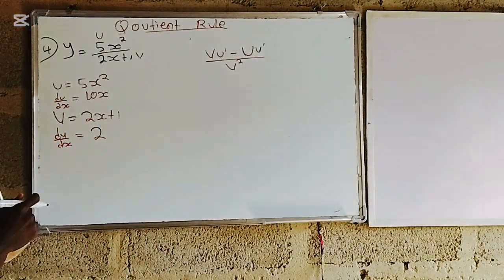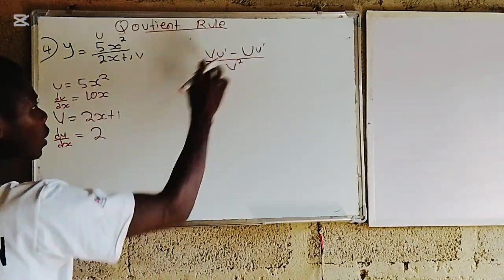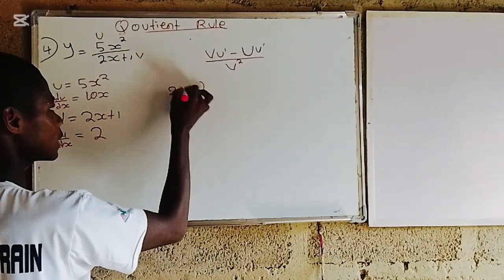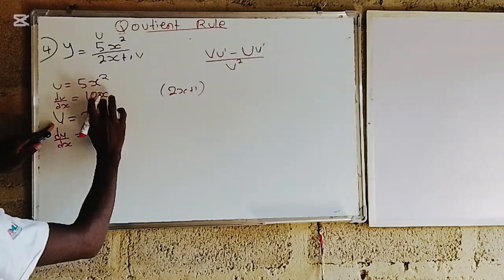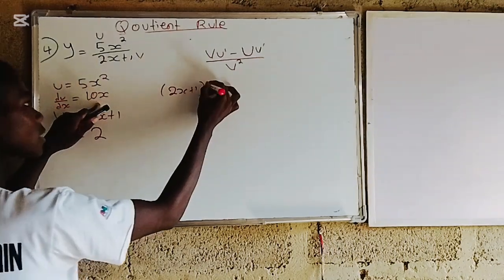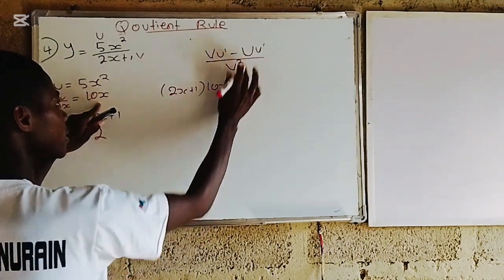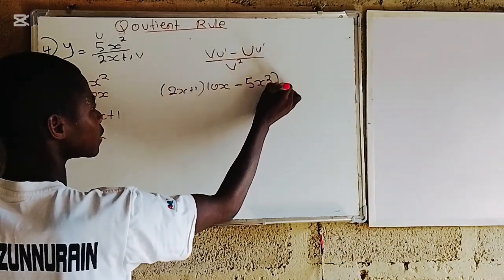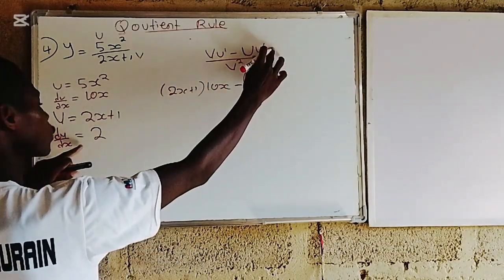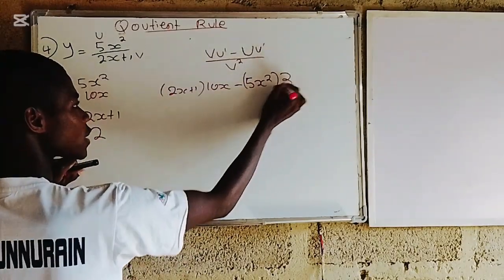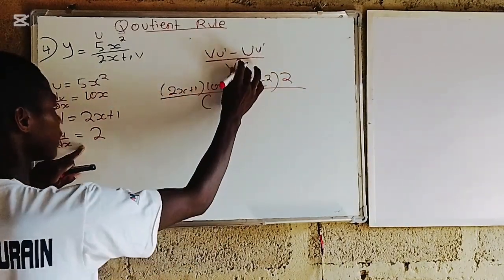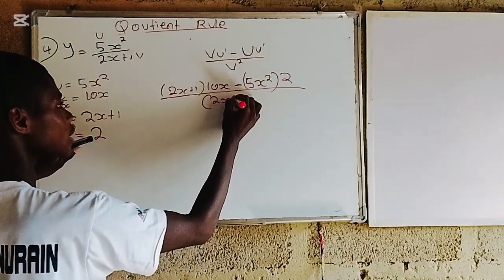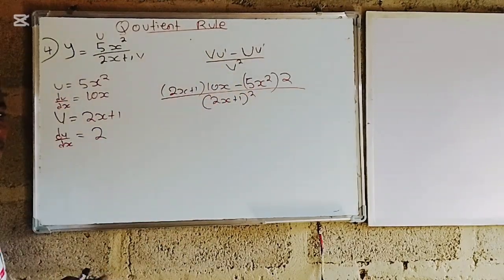So the next thing that you are going to do is just substitute v, 2x plus 1. u prime is du by dx, which is 10x, minus the value of u, which is 5x squared, multiplied by v prime, which is dv by dx, as 2, all divided by v squared. What is v squared? Which is 2x plus 1, then squared.